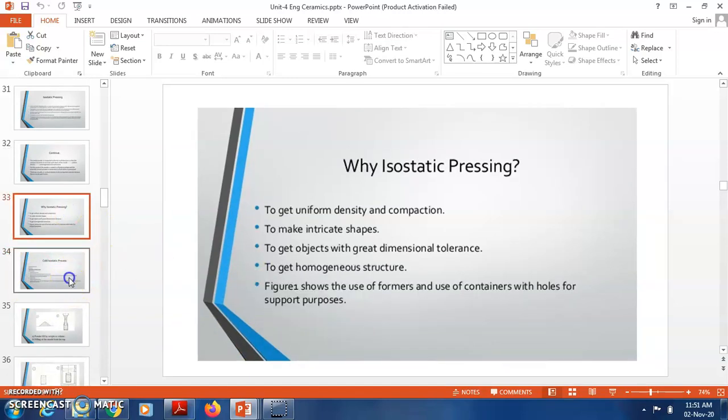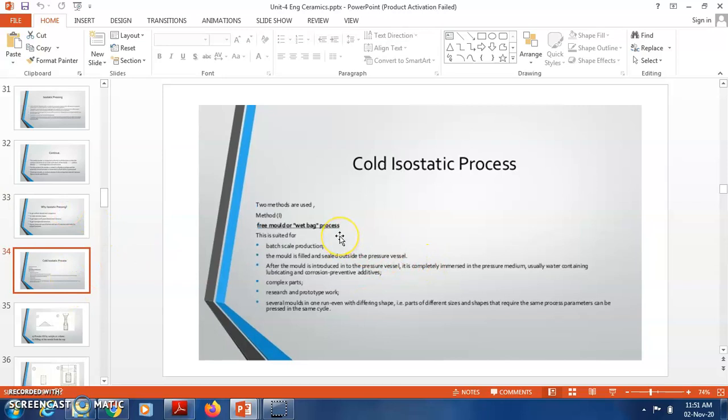In the cold isostatic process, two methods are used. One is the free mold, or wet bag process. This is suitable for batch scale production. The mold is filled and sealed outside the pressure vessel. Then the mold is introduced into the pressure vessel, usually containing water with lubricating and corrosion preventive additives. Complex parts can be developed, and research and prototype work products we can develop.